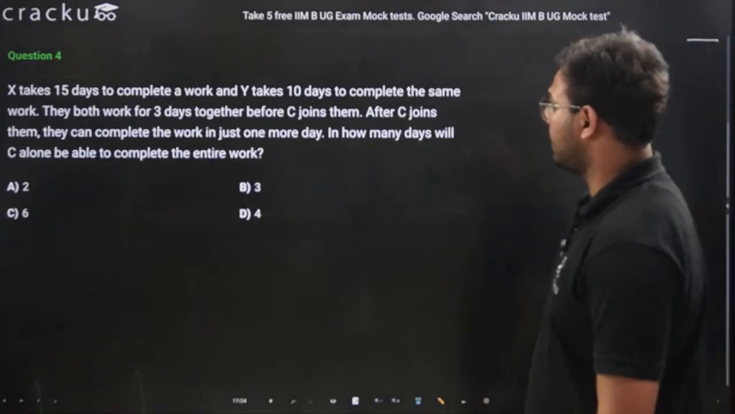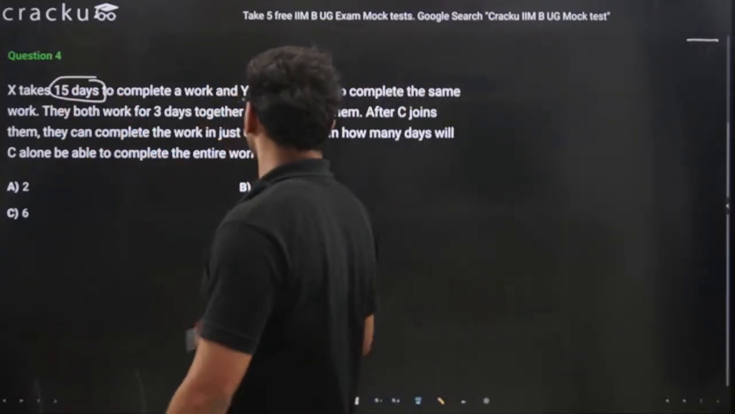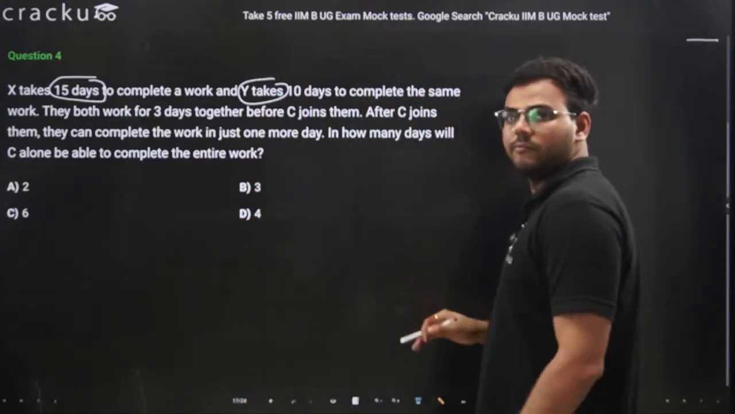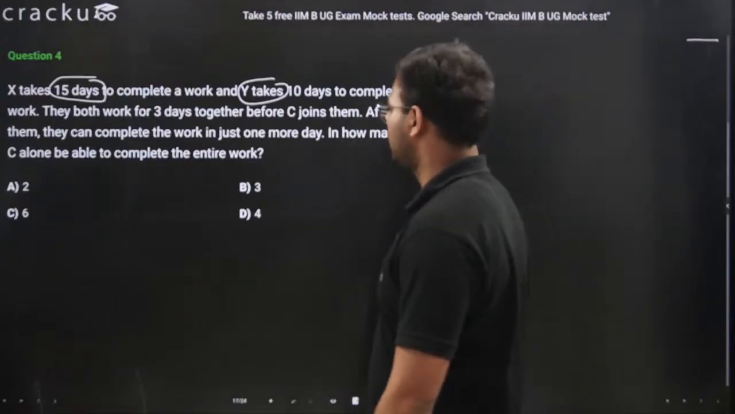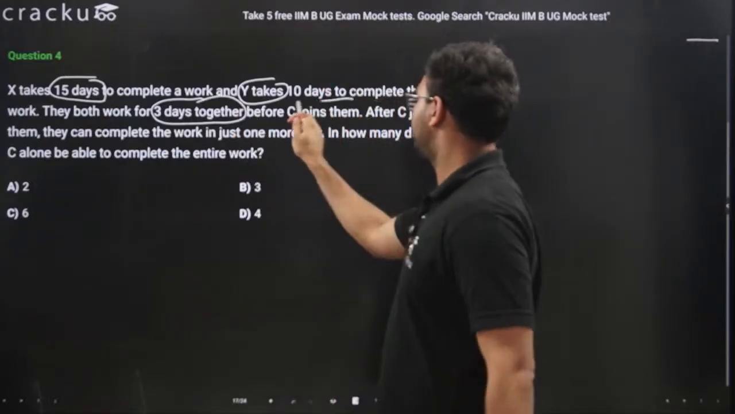It's given that X takes 15 days to complete a work and Y takes 10 days to complete the same work. So when X is working alone and Y is working alone, they're taking 15 days and 10 days. They both work for 3 days together before C joins them.